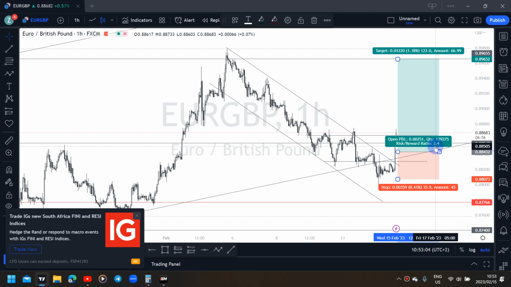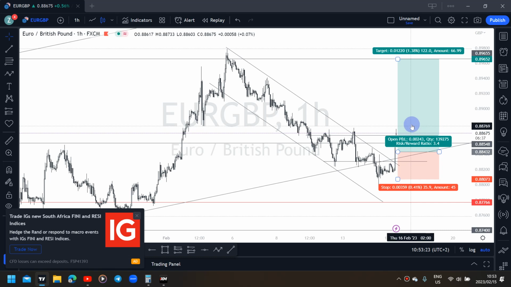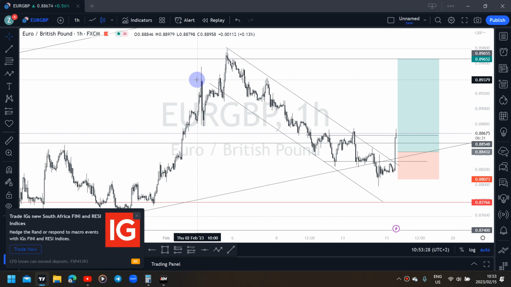So if I am risking $10 on this pair, the take profit would give me around $34. So basically just multiply your risk with this reward ratio here. That is how you can possibly calculate your profits, right? I also want to cater for this key level for future purposes. Also this key level here.